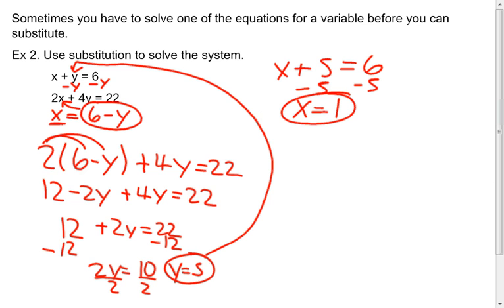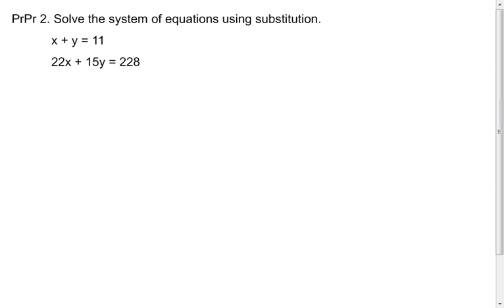So my answer is the ordered pair. Remember, x comes first. 1, 5. That one just had one extra step at the beginning where I had to get one of the variables by itself. One for you to try. I would get either this x by itself or this y by itself as my first step. Then I substitute in and go on from there.